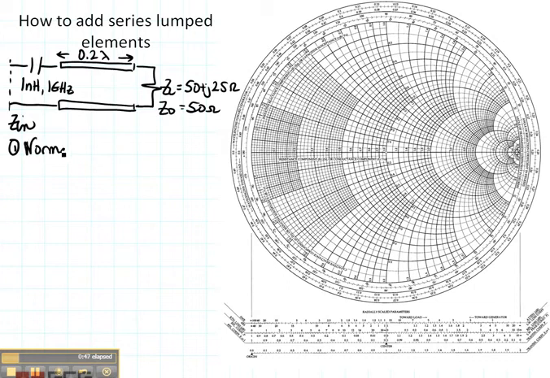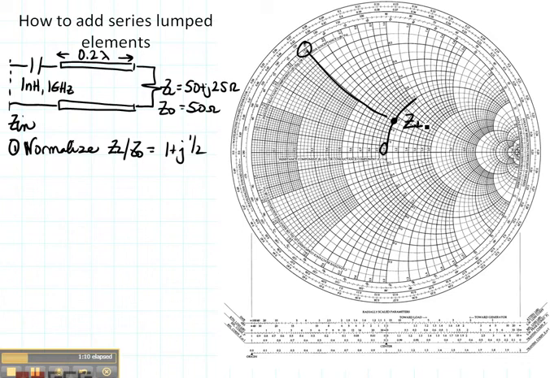I'm going to normalize so that I can plot it on the Smith chart. That means that I take ZL and I divide it by Z0, and that gives me 1 plus j a half. Let's plot that. Here's the real part of 1 and the positive part of a half, imaginary a half. So right here is my point, ZL.